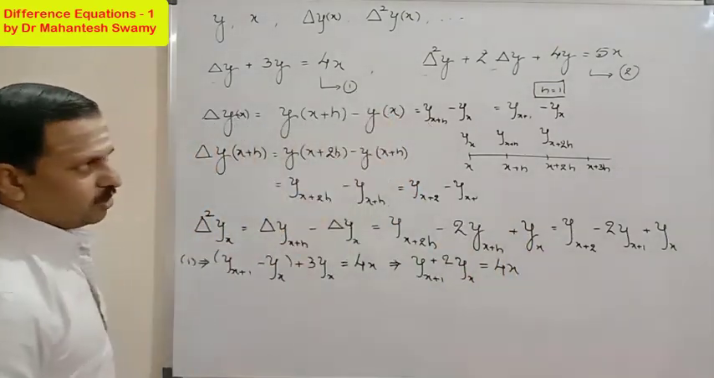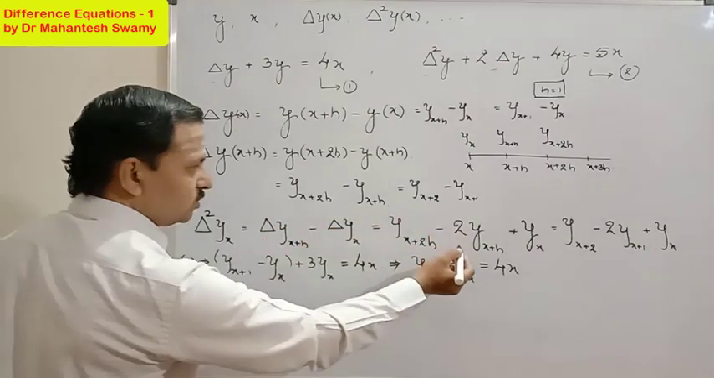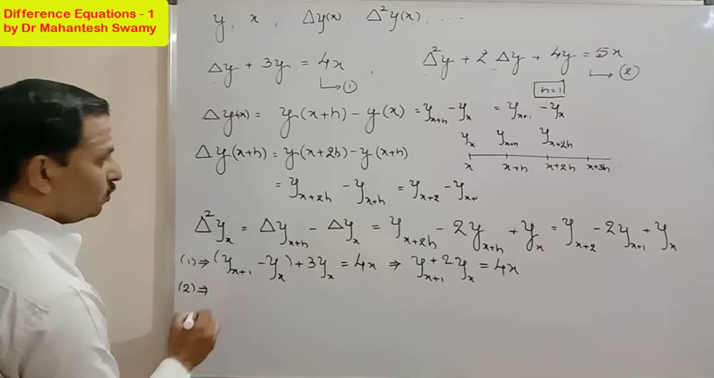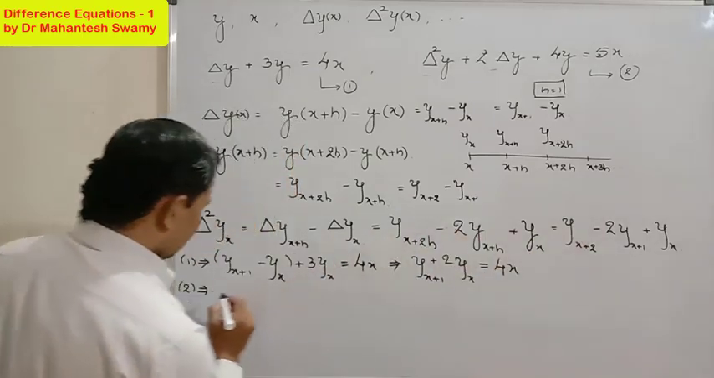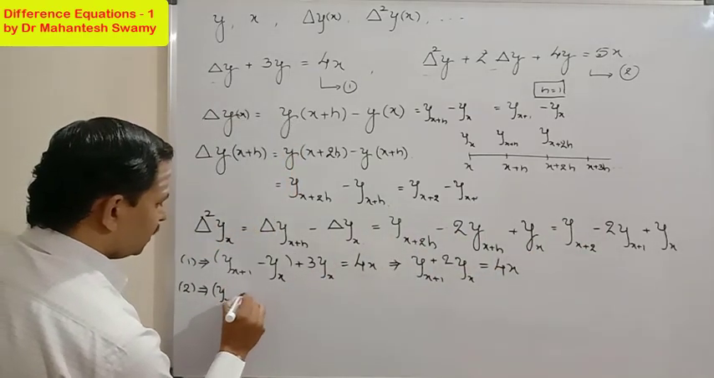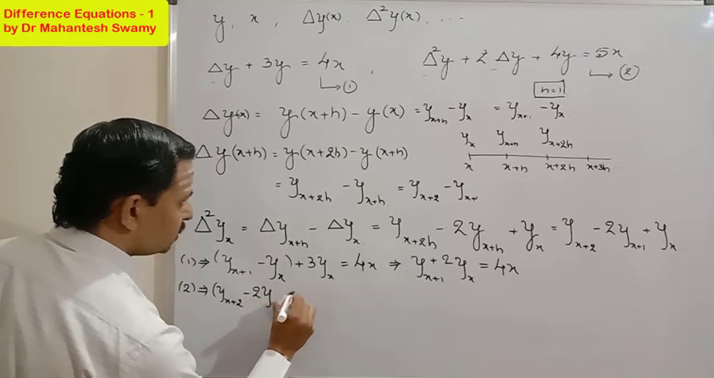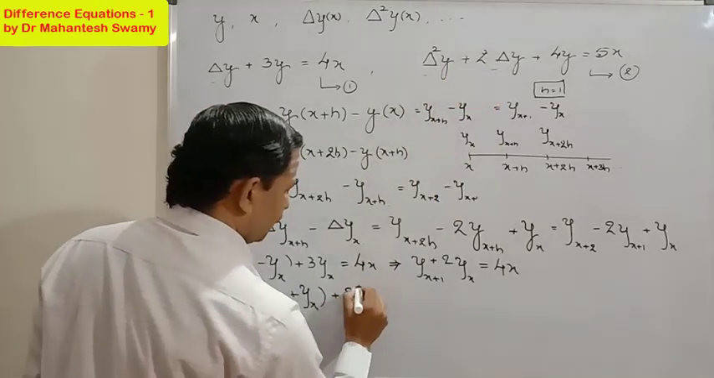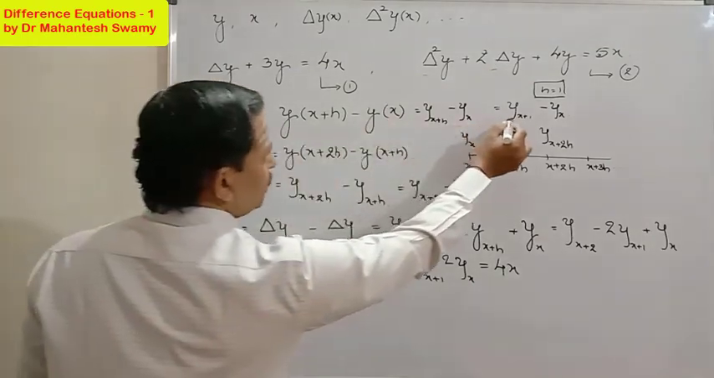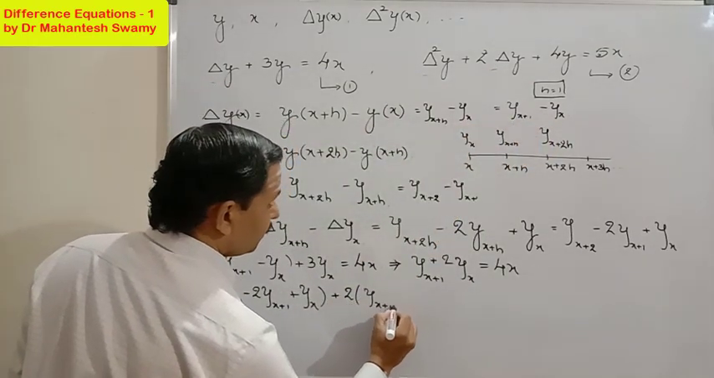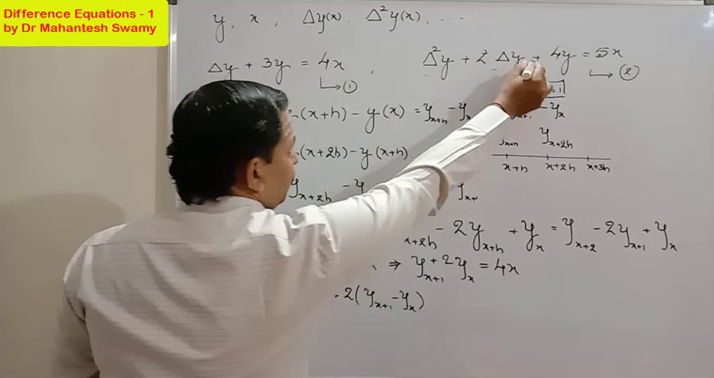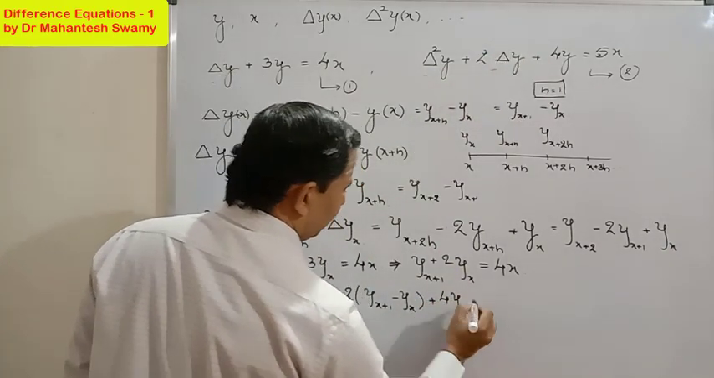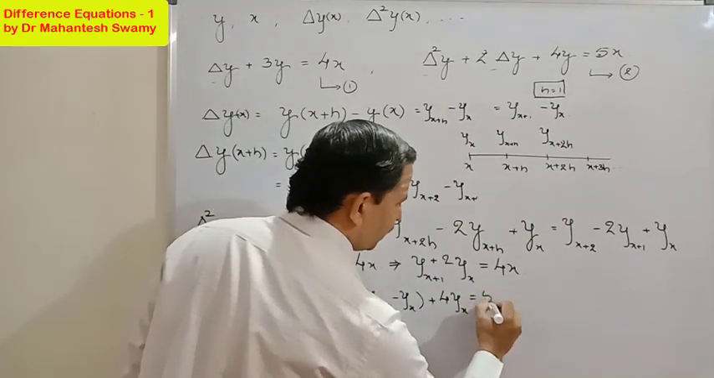Now what happens to equation number 2? In the same way we can simplify by substituting these values into equation number 2. Equation 2 will now look like, the value of the first bracket is here, that is the bracket y(x+2) minus 2y(x+1) plus y(x), plus 2 times delta y(x), which is y(x+1) minus y(x). So we have substituted these two values here, plus 4 times y at x, that is equal to 5x on the RHS.